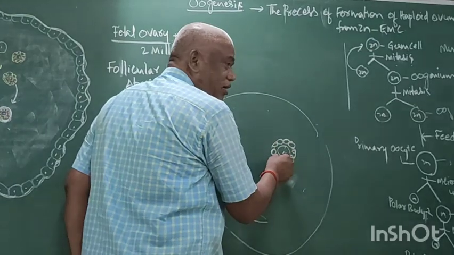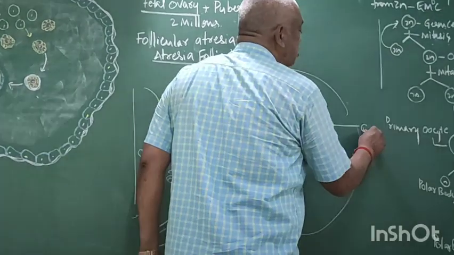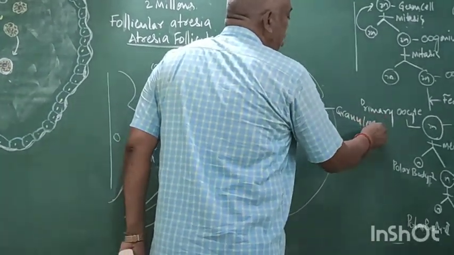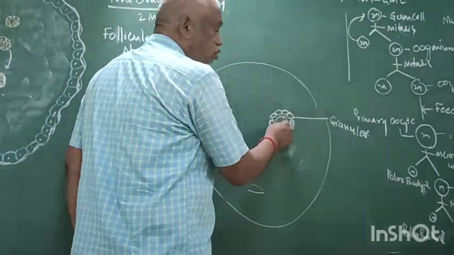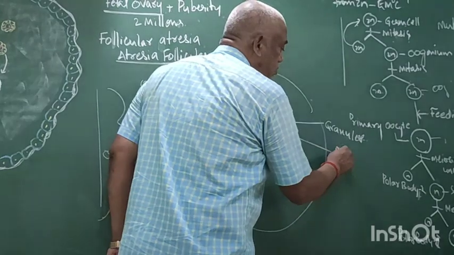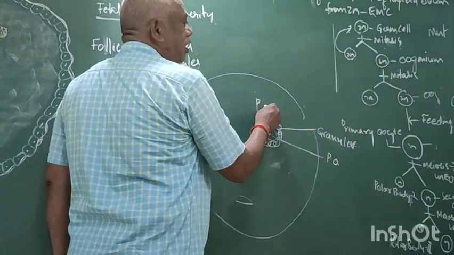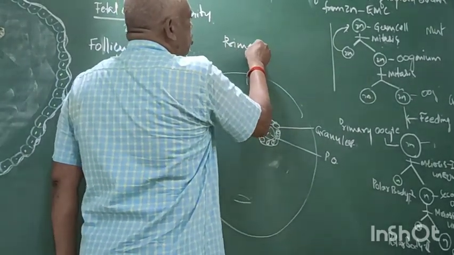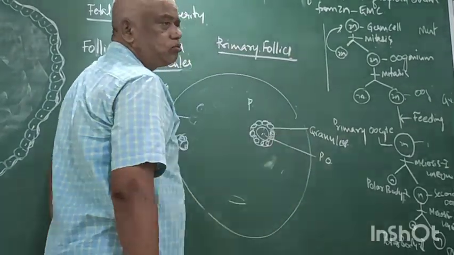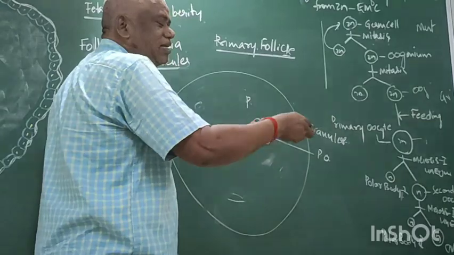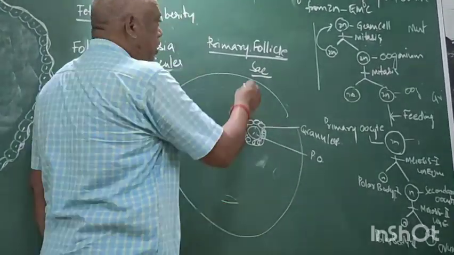Right. The remaining oogonia form a layer. Now these are called granulosa cells. These granulosa cells form a layer around the primary oocyte. Now these two together are called a primary follicle. A follicle is a bag, a sac which contains the egg. That is called a primary follicle.